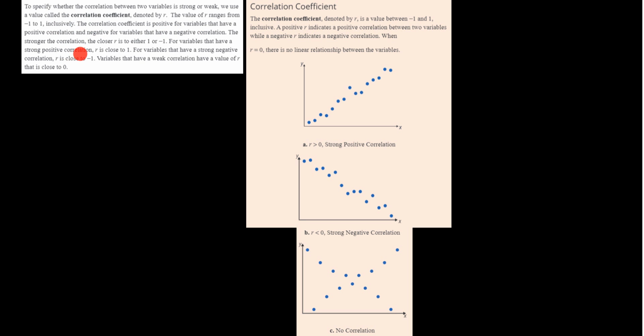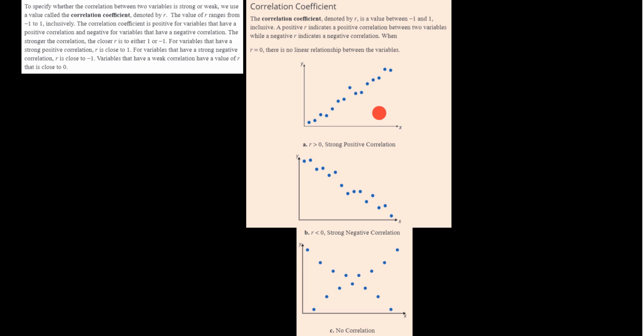The stronger the correlation, the closer R is to either 1 or -1. For variables that have a strong positive correlation, R is close to 1. For variables that have a strong negative correlation, R is close to -1. Variables that have a weak correlation have a value of R that is close to 0. Okay, so we're going from -1 to +1. And so the correlation coefficient known by R we see here.